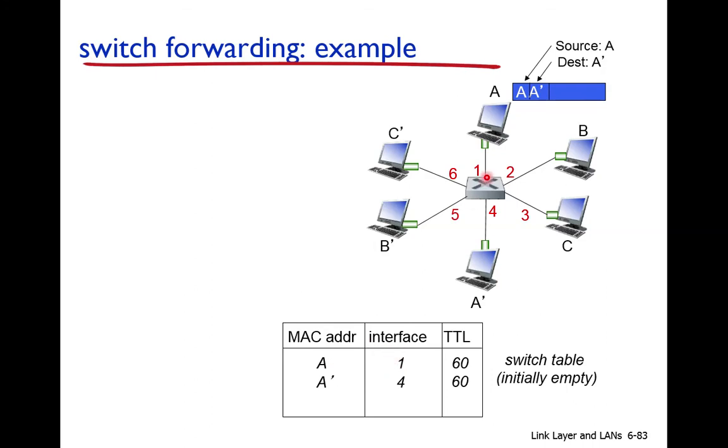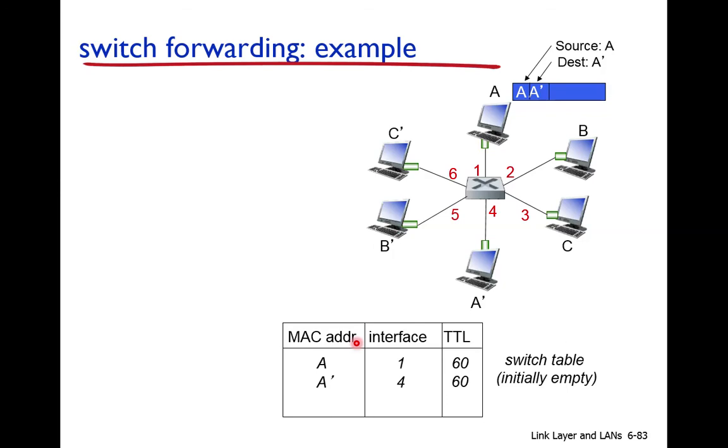For example, node A is attached to interface 1. Node A dash is attached to interface 4. Similarly, B is attached to 5, and C dash and so on. So this table is present. In each entry, there is a time to live, for example 60 minutes or 60 seconds. So this entry is valid for 60 seconds.